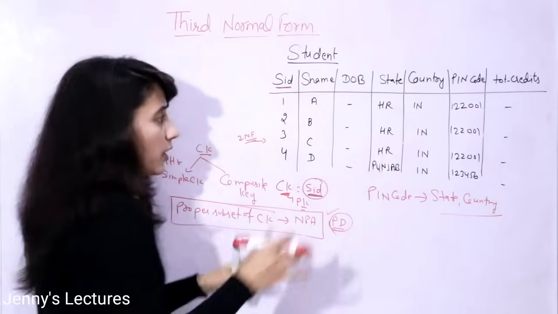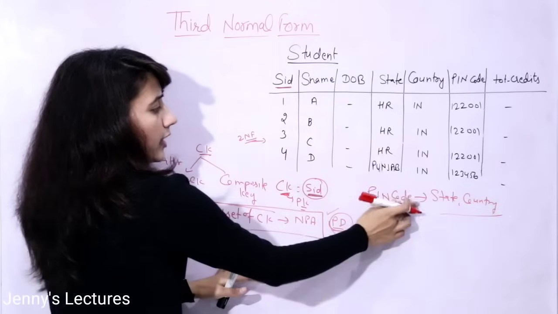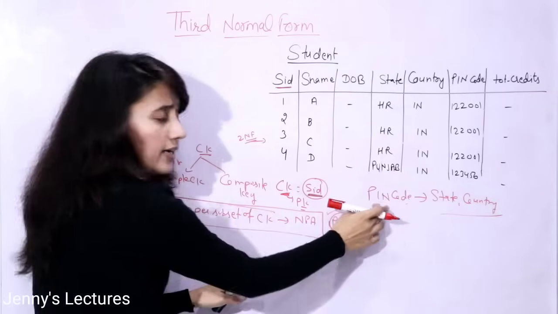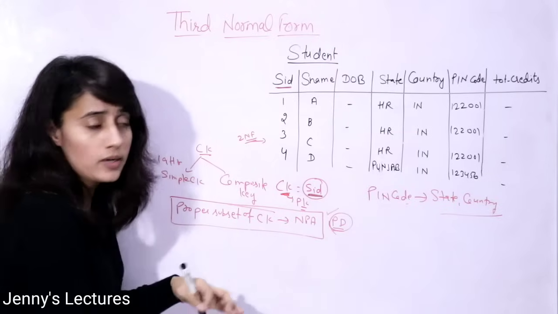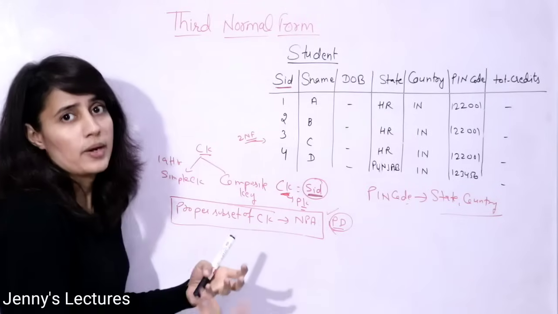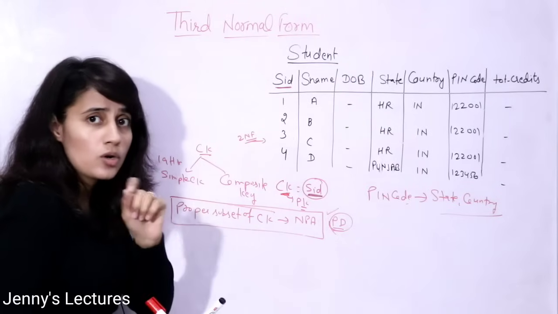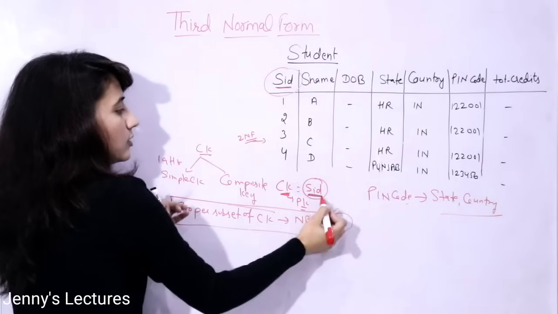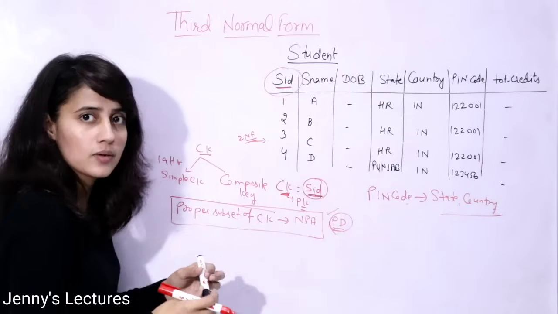Now pin code is not any key here, not a candidate key. If it is not a candidate key, then it is a non-prime attribute. State and country are also non-prime attributes. Non-prime attributes are those which are not part of any candidate key. So here the prime attribute is only SID, because it is the only part of the candidate key.